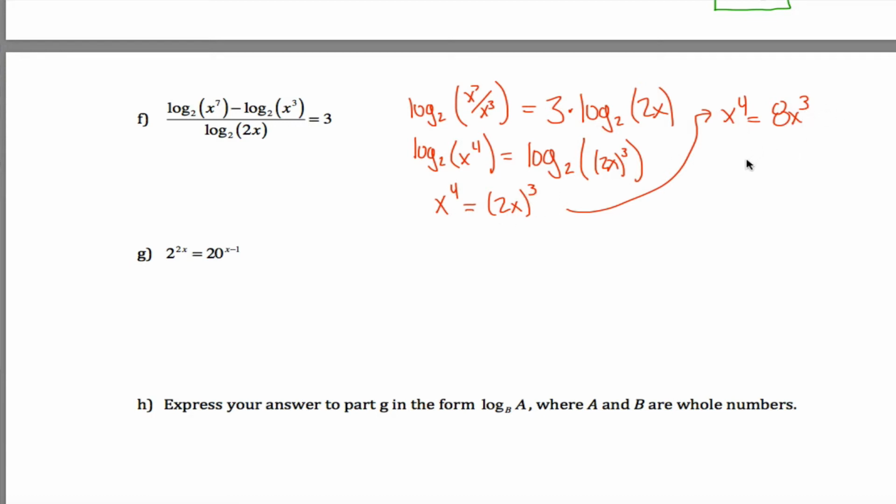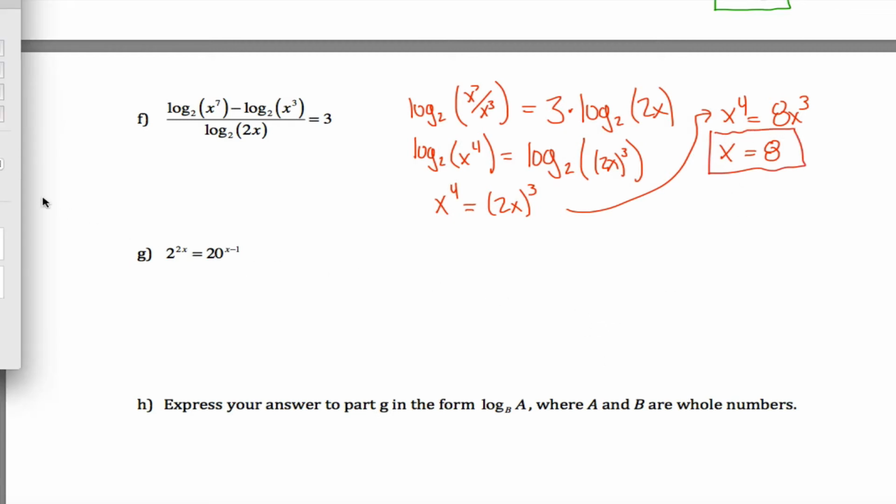Divide both sides by x cubed, and you got to be a little careful there. One solution happens when x equals 0. This is the same as this. But actually x equals 0 is not a solution, because if you plug in x equals 0, you'll be asking what is the log of 0, which is something that's undefined. So we don't have to account for the fact that x equals 0 is a solution, so I can divide both sides by x cubed and get x to the 1st power is just equal to 8, and this will give me the solution that works.